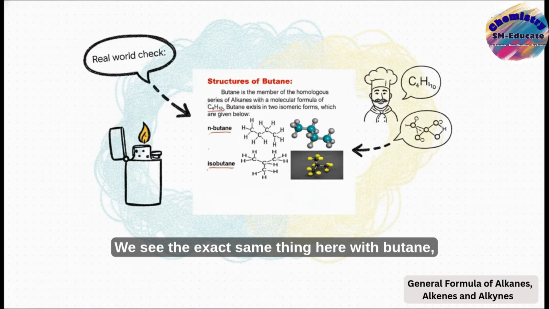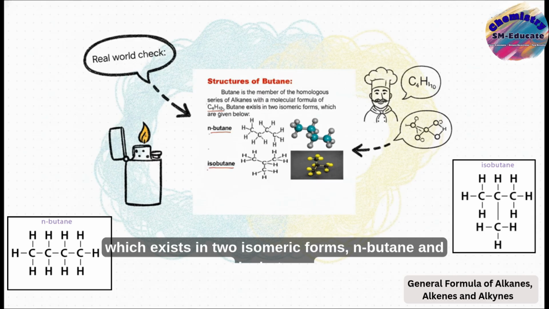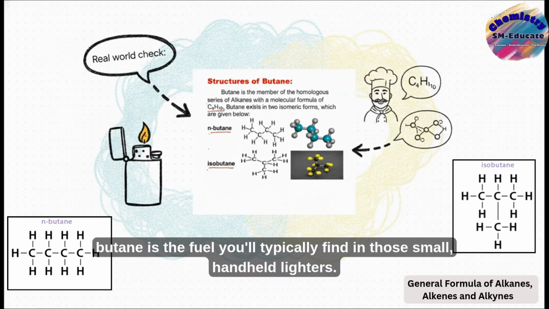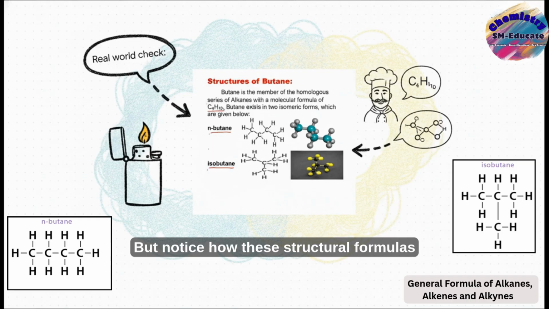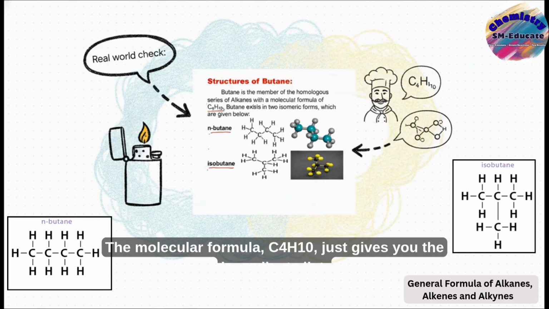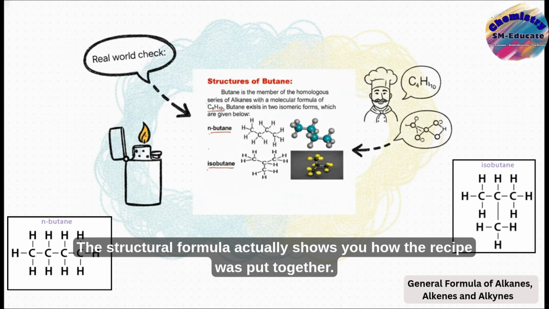We see the exact same thing here with butane, which exists in 2 isomeric forms, n-butane and isobutane. And just a quick real-world check, butane is the fuel you'll typically find in those small handheld lighters. But notice how these structural formulas tell a much more complete story than just the molecular formulas alone. The molecular formula, C4H10, just gives you the ingredients list. The structural formula actually shows you how the recipe was put together.